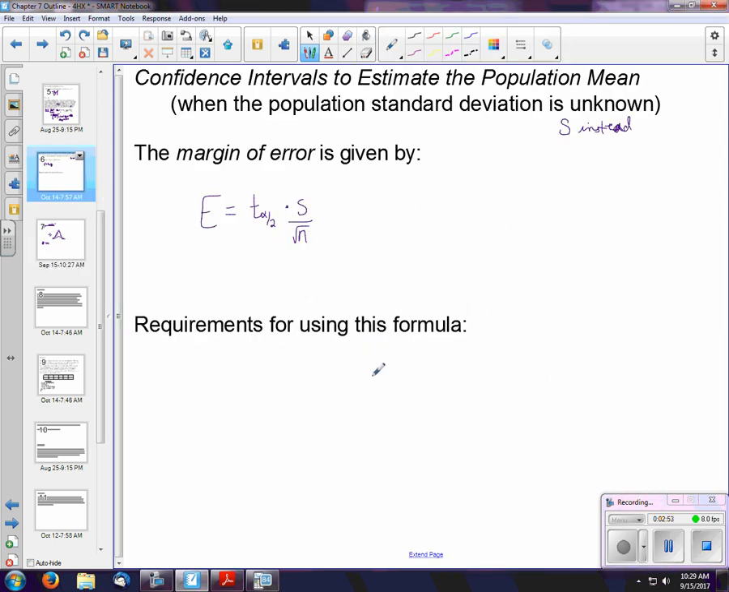So what are the requirements of using this formula as opposed to the other one? If you remember from chapter 6 when we talked about the central limit theorem, your sample has to either be greater than or equal to 30, or it can be under 30 with the announcement that the data is approximately normal. These are the same regulations as when we talked about the central limit theorem.